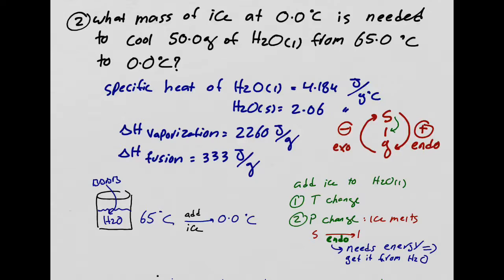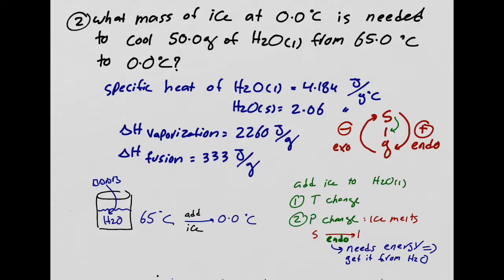Again, the ice is going to melt. That's an endothermic reaction. For solid to go to liquid, it needs energy to happen. Where is it going to get that energy from? It's going to get that energy from the water. So the ice gets the energy from the water, so it would melt. You guys are following me so far? Okay, so ice gets the energy from the water, so it would melt.